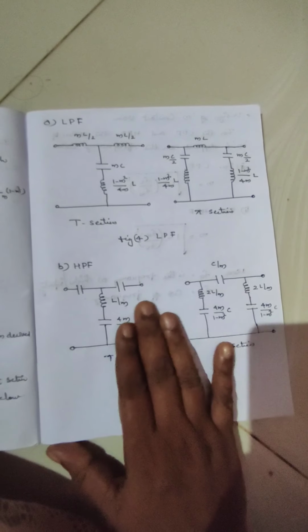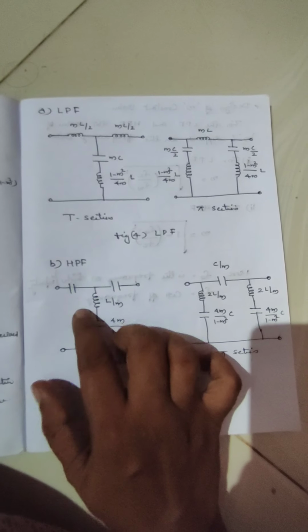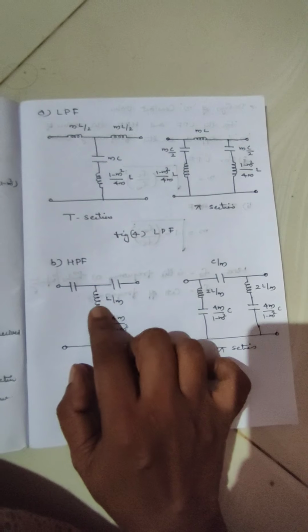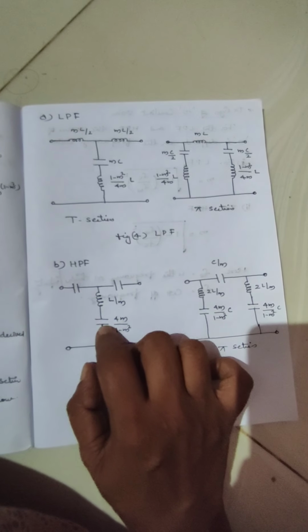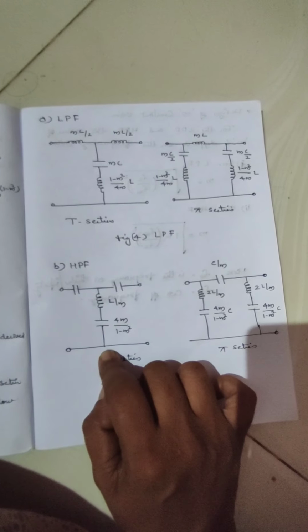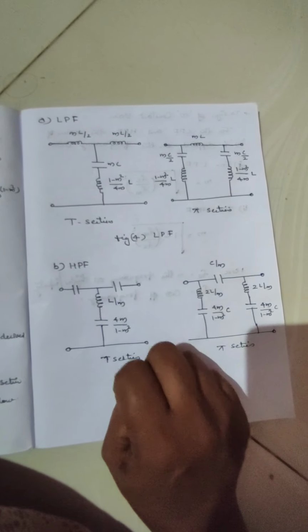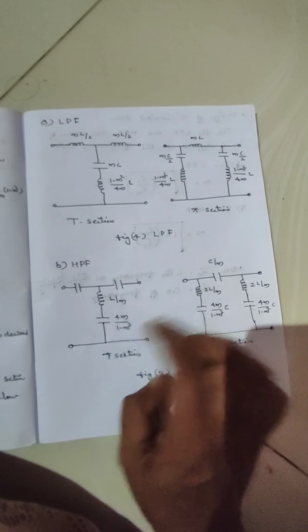Okay, so next we are going to discuss the high pass filter. In a high pass filter, the capacitors are series components and the inductor is the parallel component. I already said this is an M derived section filter, so within the parallel legs we should carry two components. The first component is our inductor and the second component should be our capacitor.